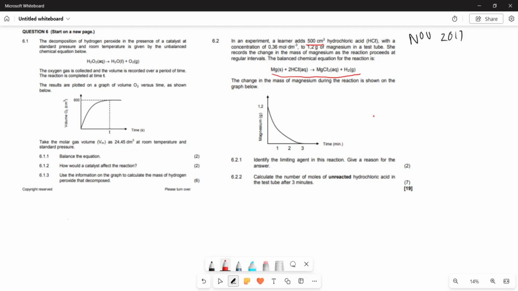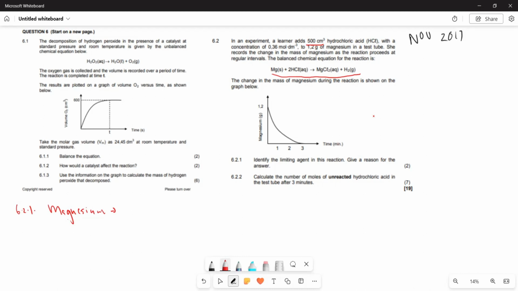Now let's start here. What is going to be the limiting reagent for this one? Your limiting reagent is going to be your magnesium, right? So here for 6.2.1, we are saying your limiting reagent is going to be your magnesium. And probably you're asking why am I saying this is the limiting reagent?